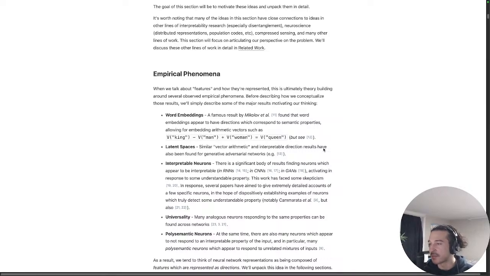The vector for king minus the vector for man plus the vector for woman is equal to the vector for queen. Latent spaces.